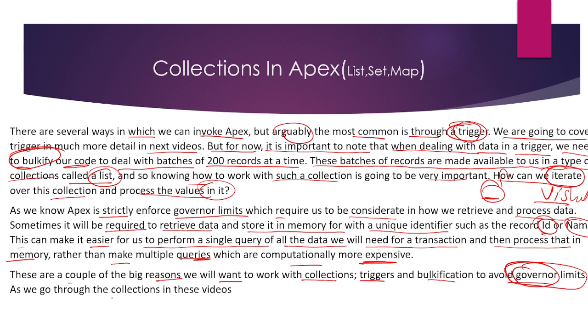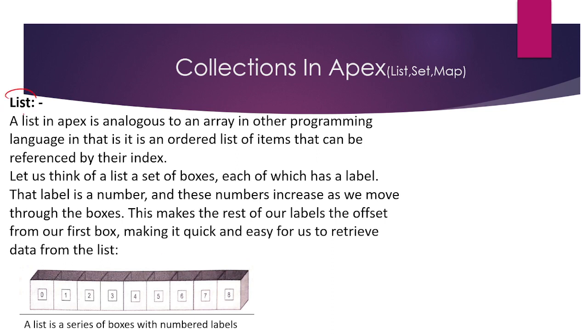As we go through the collections in these videos, what is a list? Now our main topic is what is a list. A list in Apex is analogous, analogous means similar. Similar to what? Similar to an array in other programming languages, in that it is an ordered list of items that can be referenced by their index. Ordered list of items: 0, 1, 2, 3. This is ordered and referenced by their indexes like 0, 1, 2, 3. This is similar to an array.